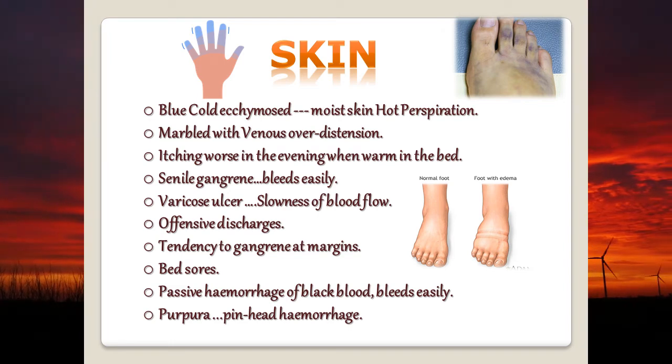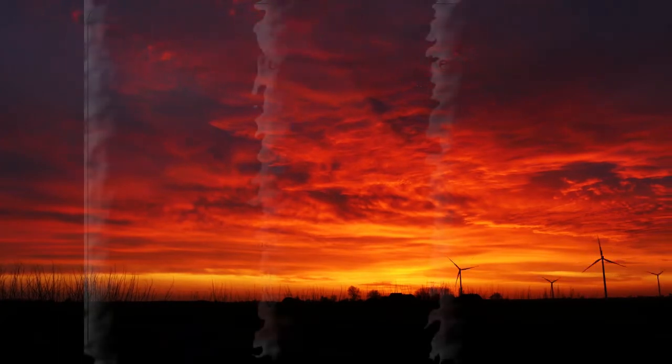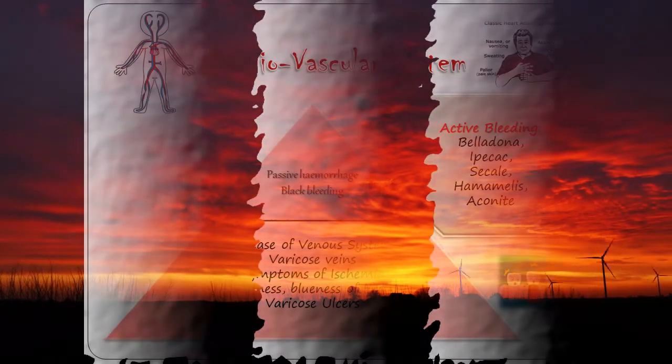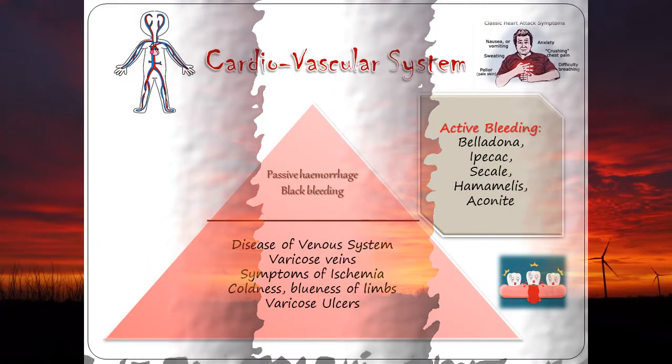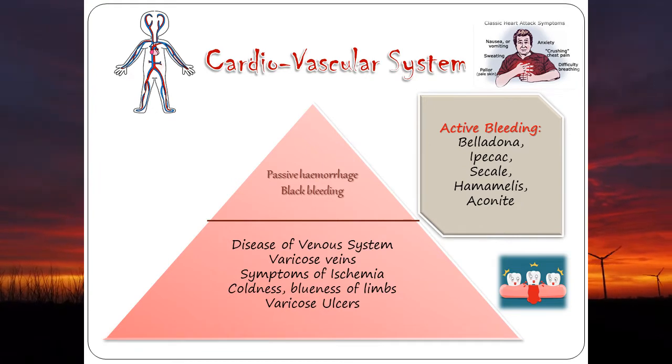It is not the same as Ipecac or Belladonna, where active bleeding you see, or in Crotalus and Hamamelis or Aconite, where the bleeding is active. In Carbo Veg you see the bleeding is of passive nature, and with the black bleeding, not of the bright red blood. So for bleeding, you have to remember the passiveness and the nature of the bleeding, that is black bleeding. Disease of the venous system, varicose veins, symptoms of ischemia, coldness, blueness of limbs, and varicose ulcer.